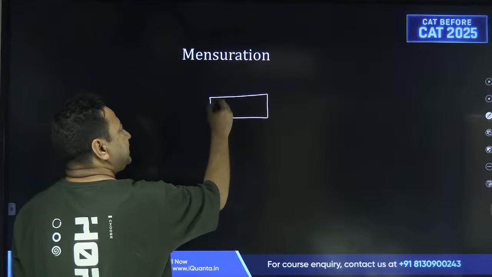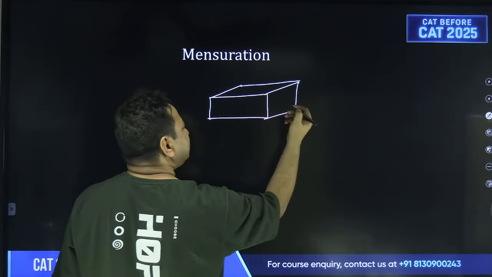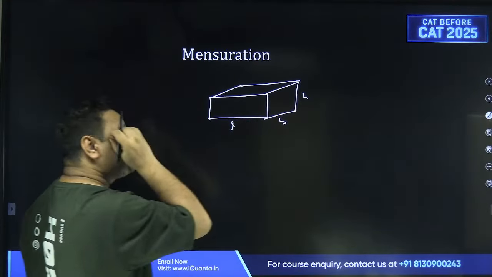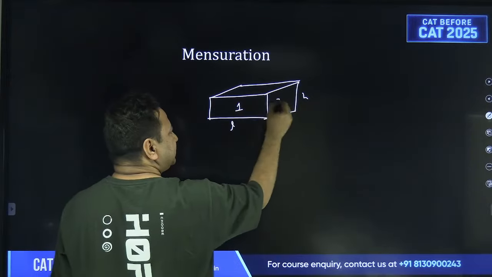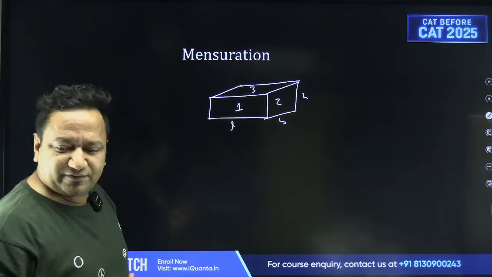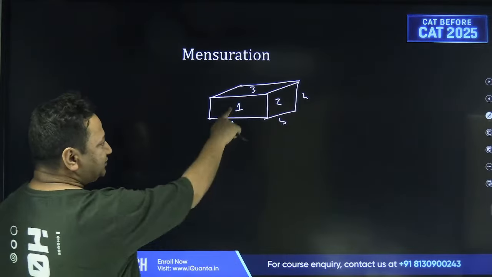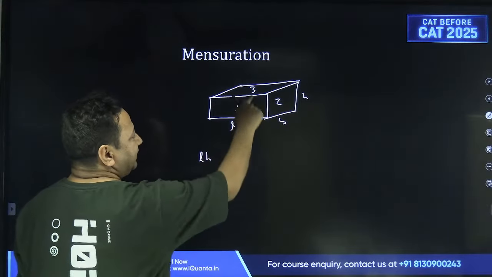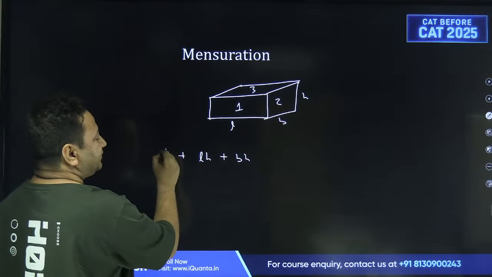So a cuboid has again 3 sides, but all 3 sides are not essentially equal. So this is length, this is breadth, this we call height. Now you see here, if I mark the faces 1, 2, 3, face 1 and face 4 will be exactly the same, congruent. So face 1, its area will be L times H, L into H. Face 2 is B into H, and then we have L into B.